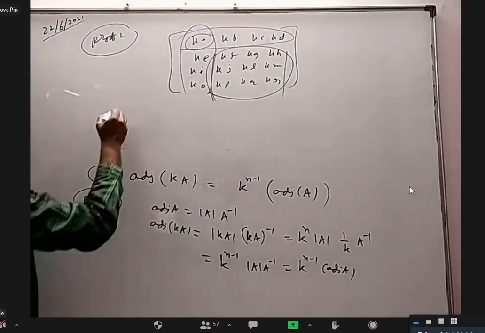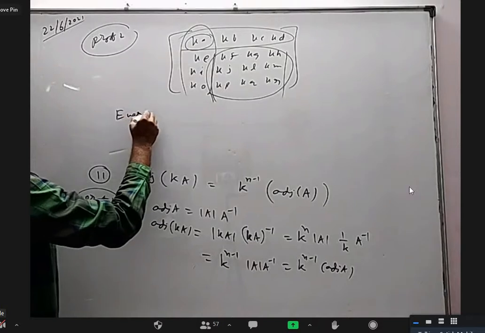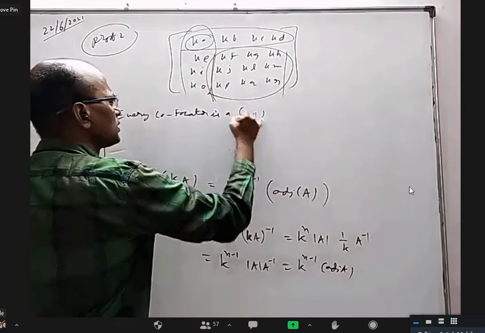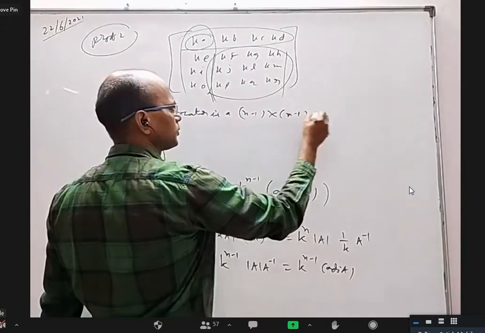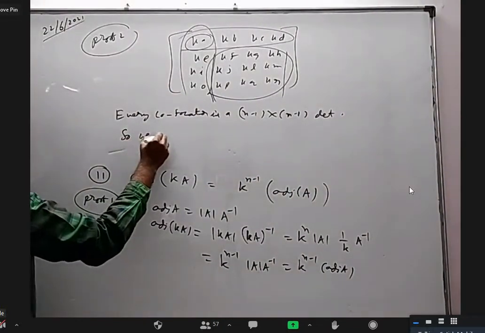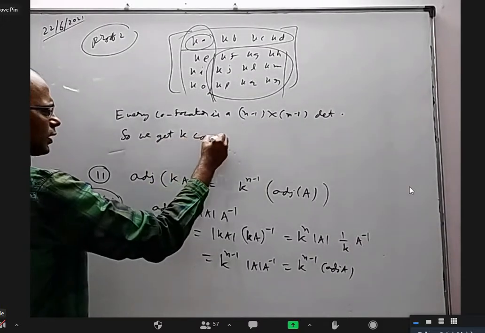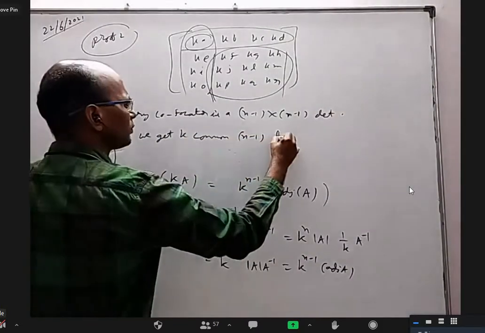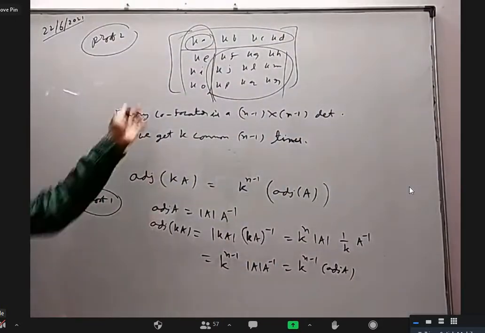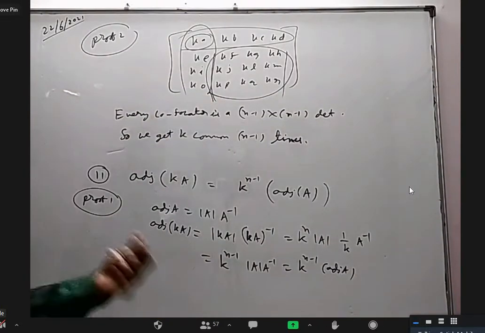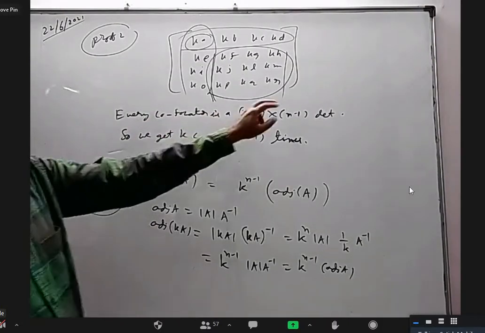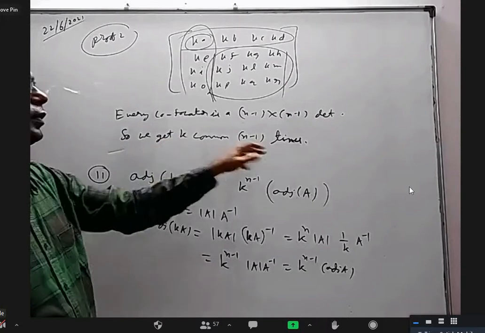If you want, you can write: every cofactor is an n minus 1 by n minus 1 determinant. So we get K common n minus 1 times. So that is the reason you'll get K power n minus 1. I had to write something, that's why I wrote, but I prefer telling orally this one. Every cofactor is an n minus 1 by n minus 1 determinant, so we get K common n minus 1 times.